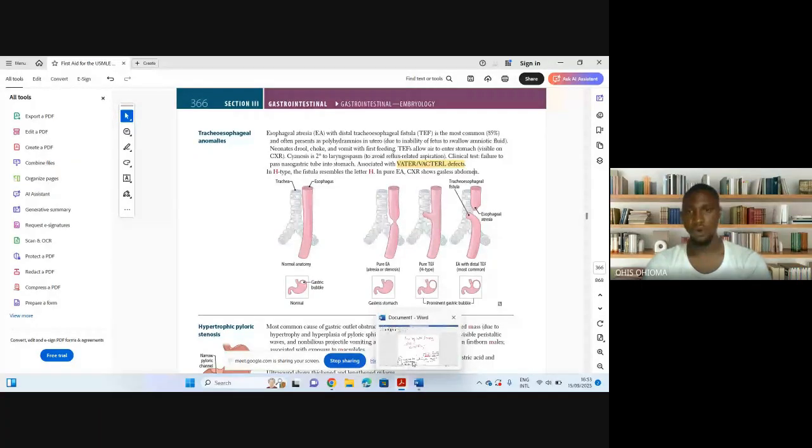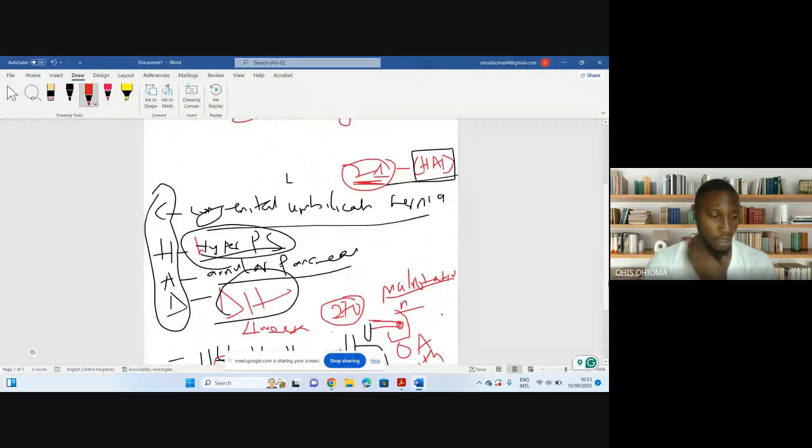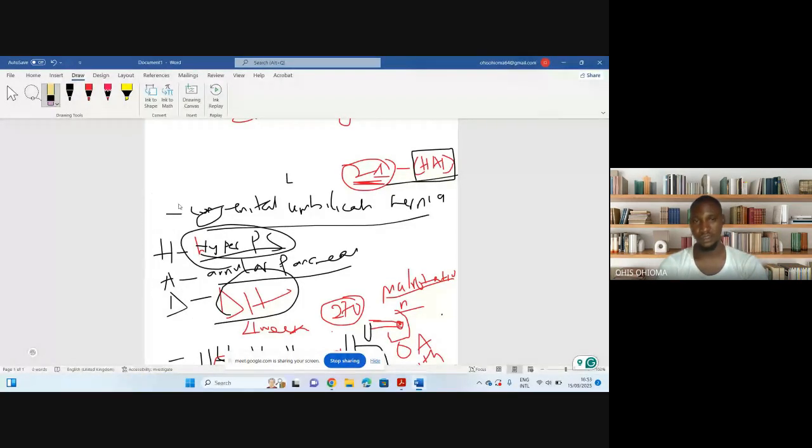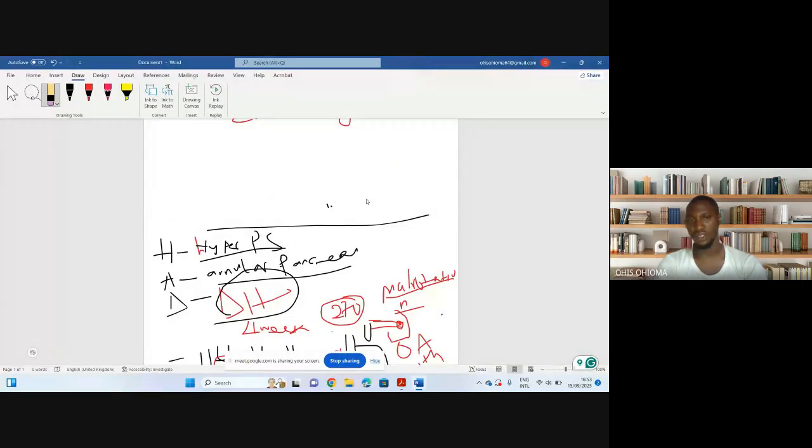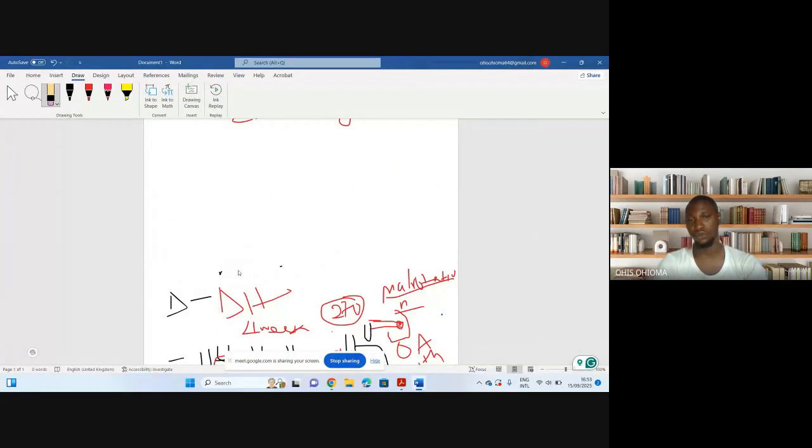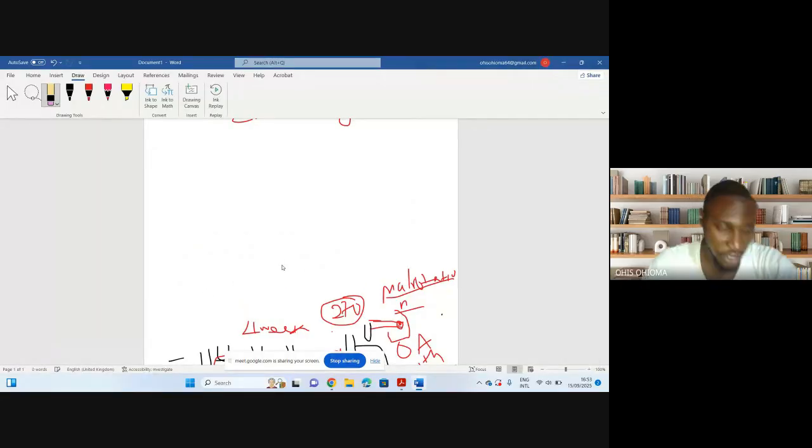So we move on and we will talk about pyloric stenosis. I told you that pyloric stenosis is one of the CHADS associations with Down syndrome. So that's the first thing you need to know. And then these patients tend to present with vomiting that is non-bilious.